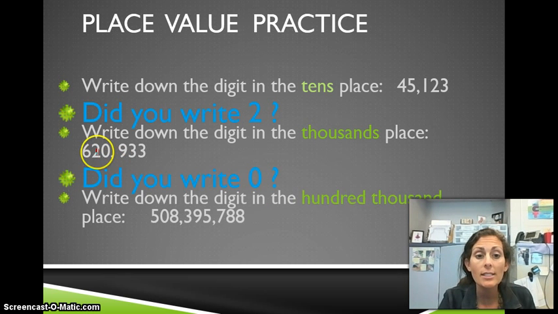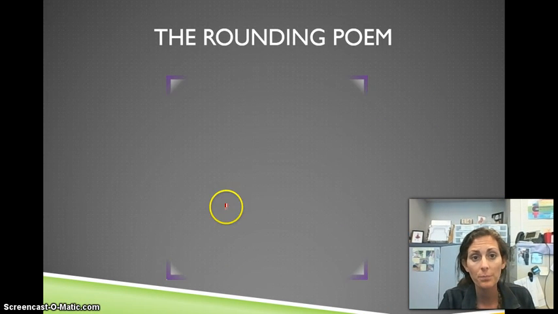Our next one says to write down the digit in the 100,000 place. And our number is 508,395,788. And so the digit in the 100,000s place, ones, tens, hundreds, thousands, 10,000s, 100,000s. So the digit in the 100,000s place would be a 3. I'm sure you're all pros at that by now.